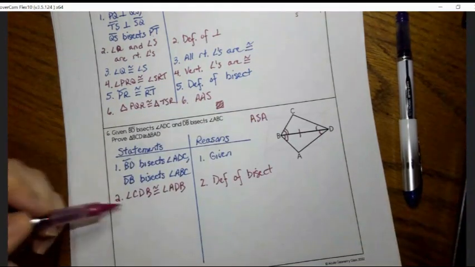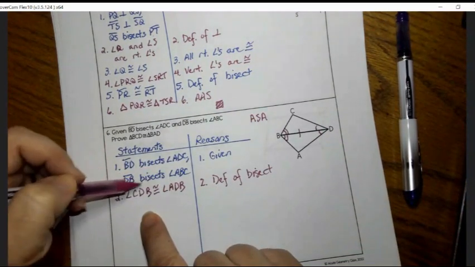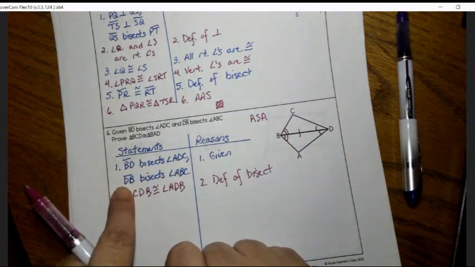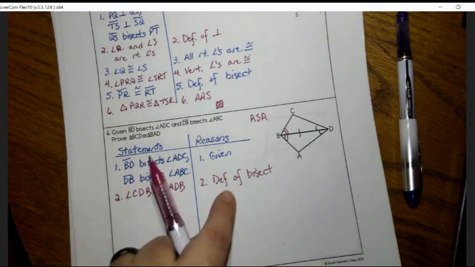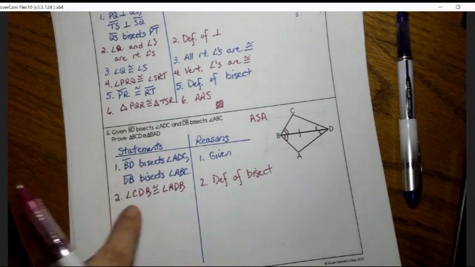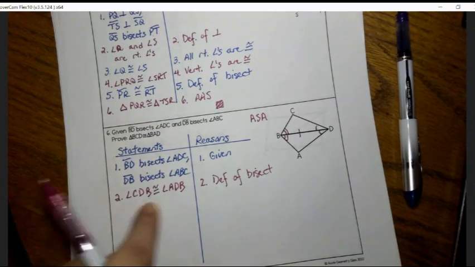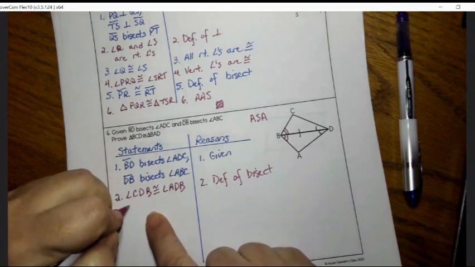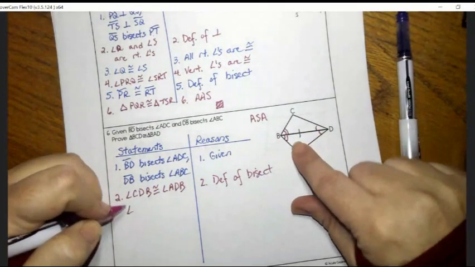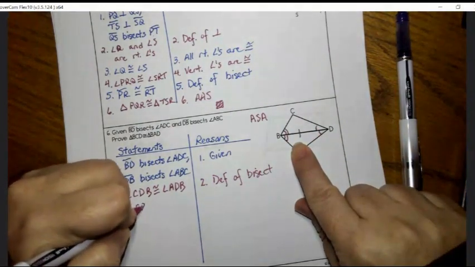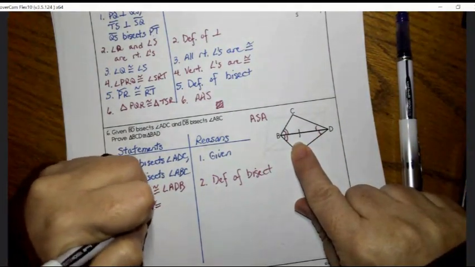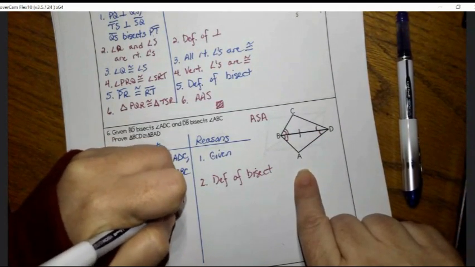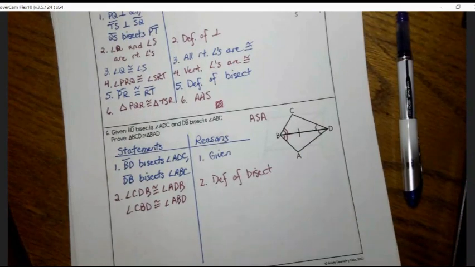Okay, so now in the next step, I'm going to give the two angles that are congruent because of this statement here. And it's also going to be because of the definition of bisector. So I don't actually have to write a 3 here. I can include that information under step 2. So that is these two angles that are equal to each other. Angle CBD is congruent to angle ABD by the definition of bisector.